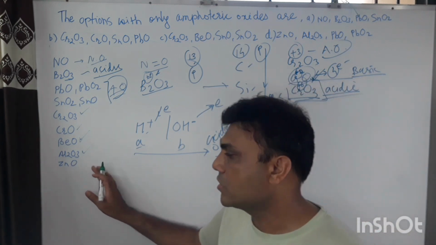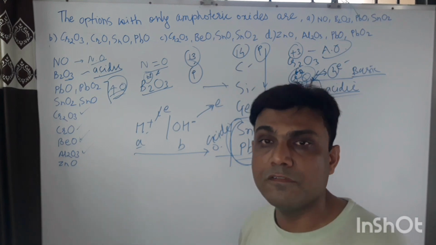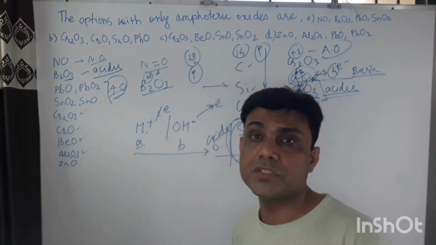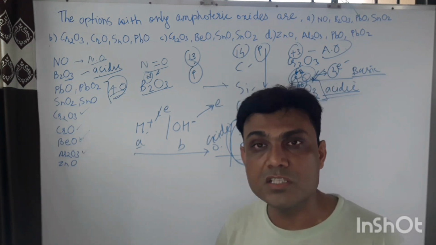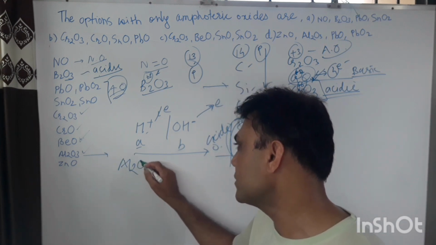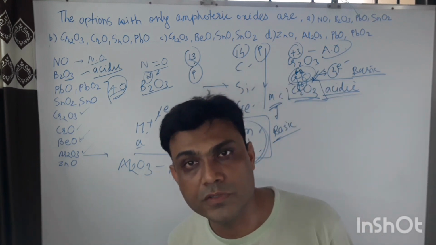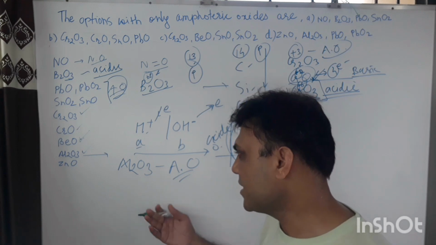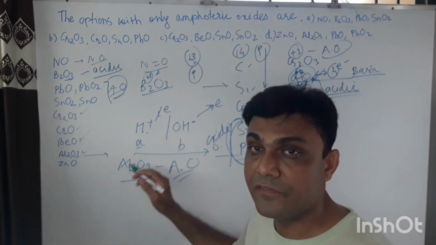Next oxides are beryllium oxide and aluminum oxide. If you see the periodic table, beryllium and aluminum form a diagonal relationship. Diagonal relationship means most of the chemical properties of beryllium and aluminum are similar. And it is very well known that aluminum oxide is an amphoteric oxide. Most students will know this, because in many cases its examples come up. And why is it amphoteric in nature?